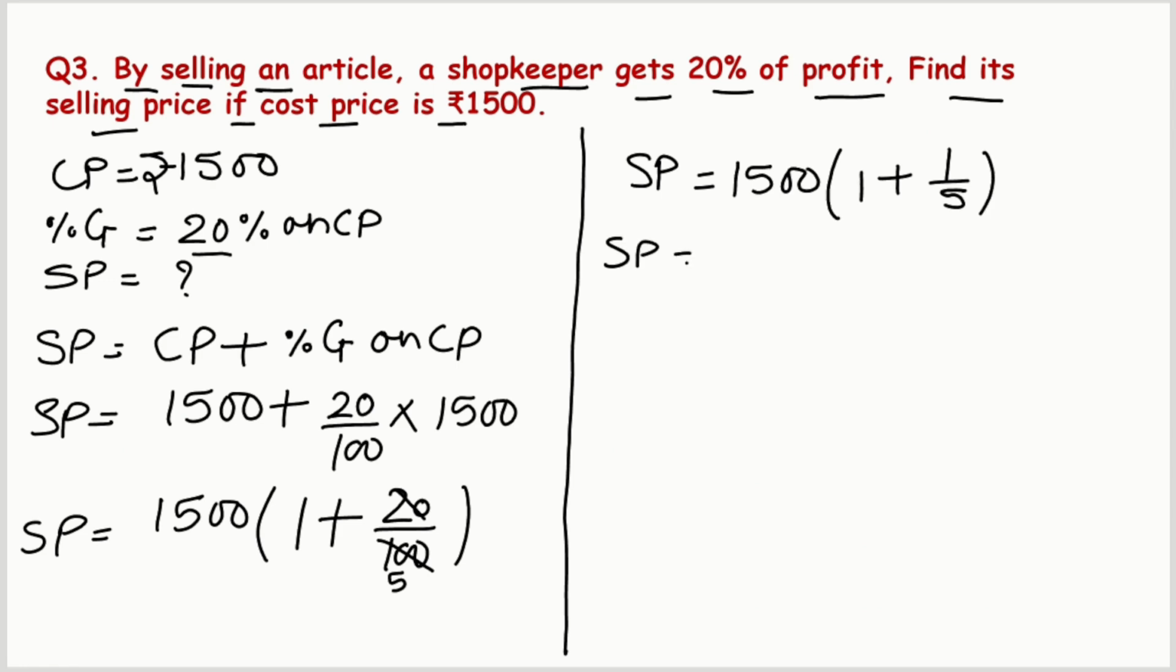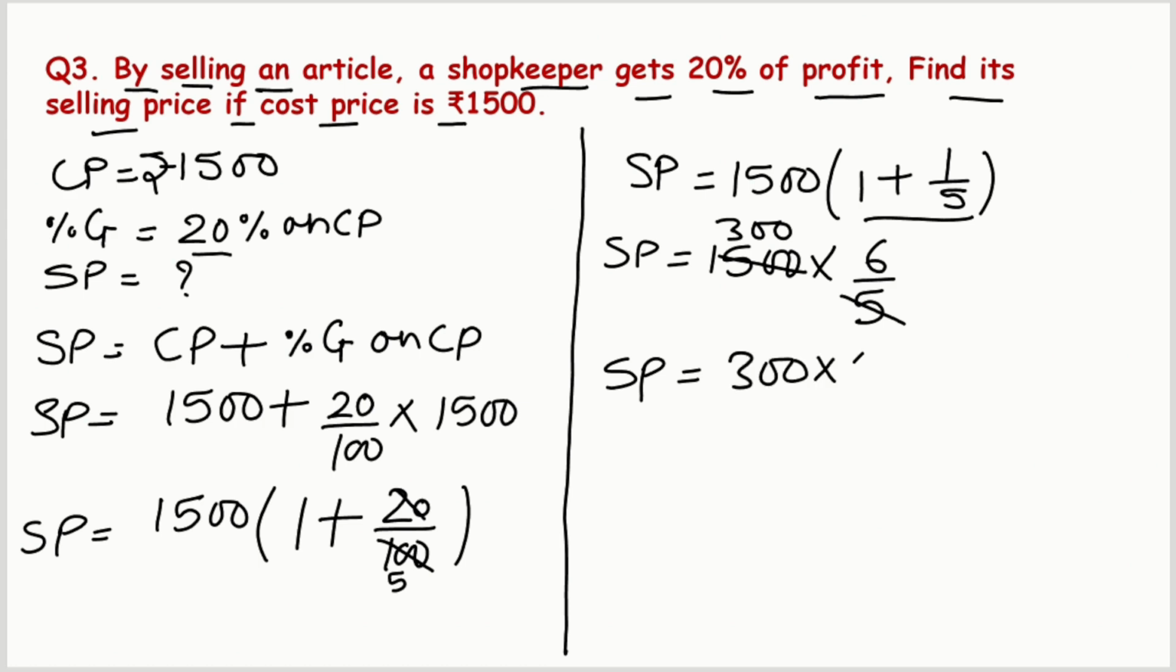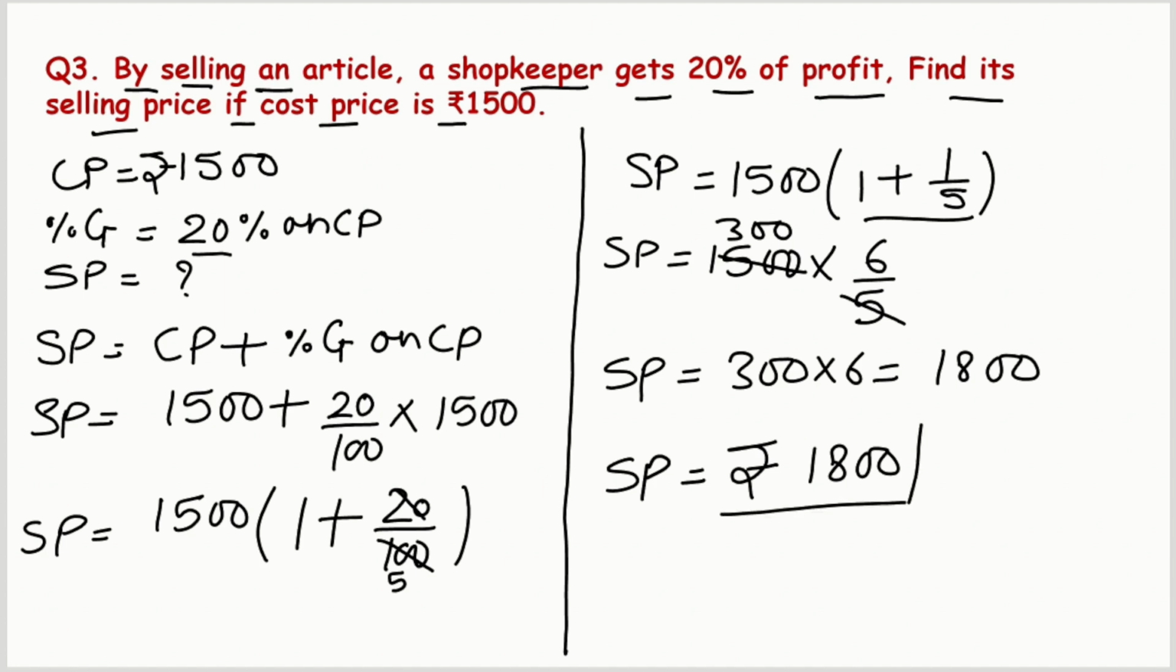Now SP is equal to 1500 times, if we solve this bracket, we will get 6 over 5. 5 times 3 is 15 followed by 2 0. Now SP is 300 times 6, which is 1800. So the selling price will be rupees 1800, and this is our answer.